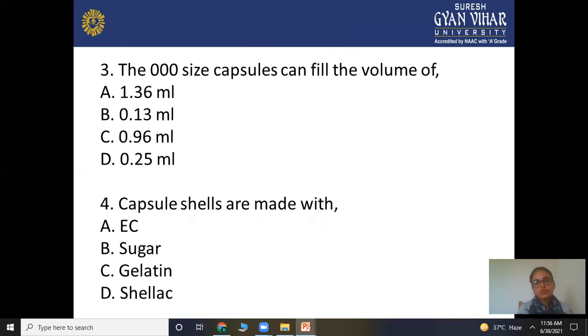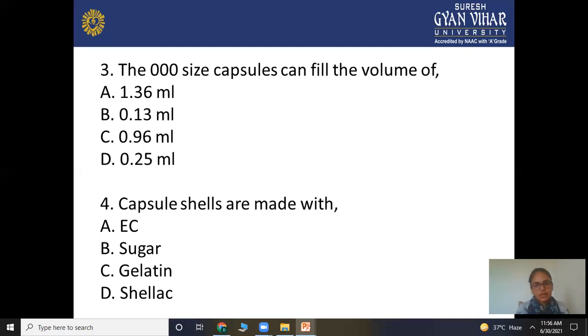Now in the third question, a 000 size capsule can fill the volume of. We already discussed the different sizes of capsule, from 000 to 5, and according to the size of the capsule, we also discussed different capacities in ml and diameter. So if you know the size of the capsule with its volume, you can easily answer this question out of the four ABCD options. A option is 1.36 ml, B is 0.13 ml, C is 0.96 ml, and D is 0.25 ml. These are the four options for a 000 size capsule.